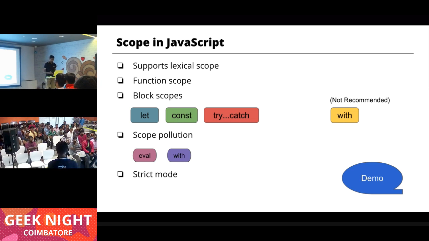And to avoid this, what you can do is use strict mode. In strict mode, you cannot use with, because it will complain and throw an error. And if you use eval, it will not allow any variables or anything outside of its eval scope. It will not pollute your outer scope. It will just stop it there. Okay.